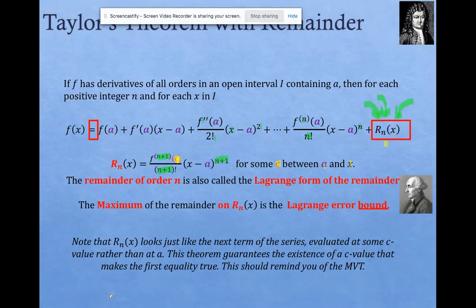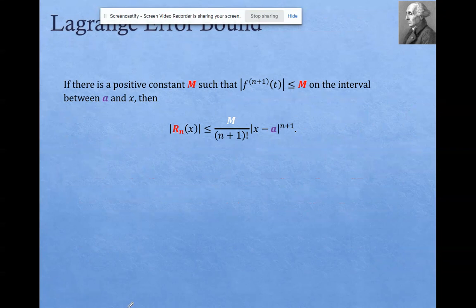So note that the remainder term looks just like the next term after you've truncated, evaluated, though, at some domain value c, which is not your center. This theorem guarantees the existence of this c value, and it is built from the mean value theorem. That's kind of crazy. All right, so here we go. The Lagrange error bound. I forget Lagrange's first name, darn it.